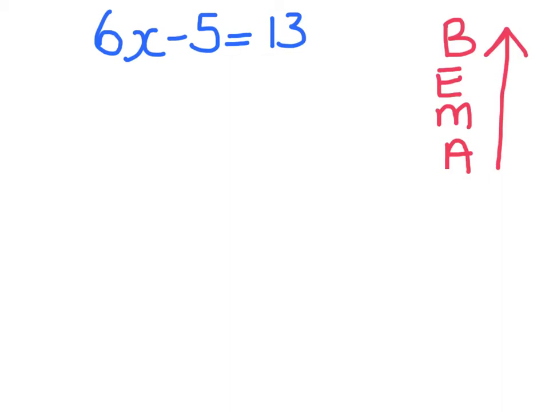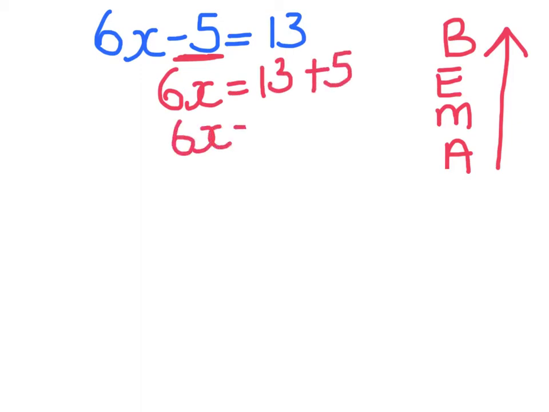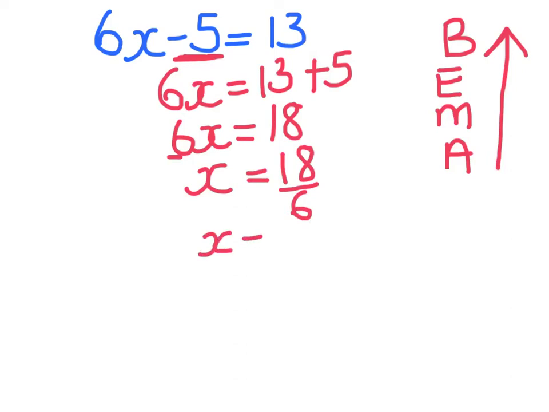Alright, so now what we've got is, we're going to get rid of this bit here, this minus 5. Change the side, change the operation. So 6x equals 13 plus 5. So 6x equals 18. Now we're going to get rid of this bit here, the 6. Change the side, change the operation. We're going to get to 18 divided by 6, and x equals 3.